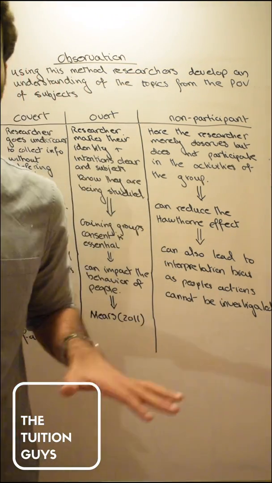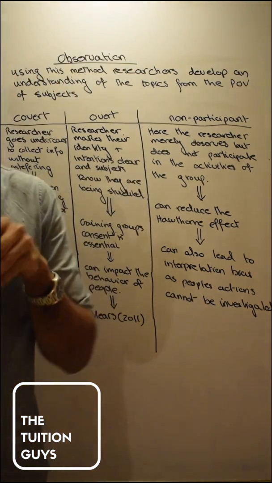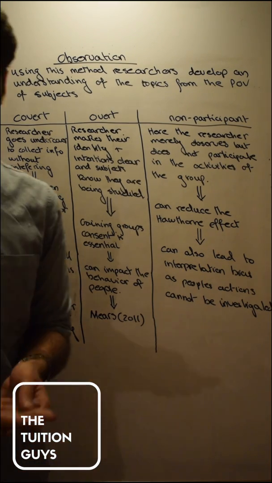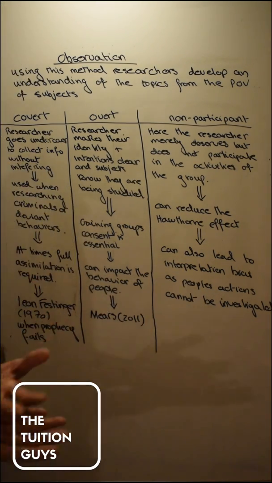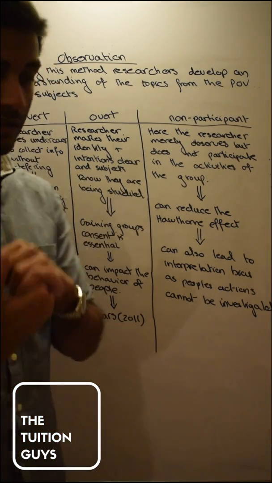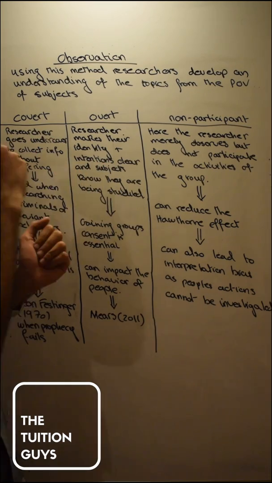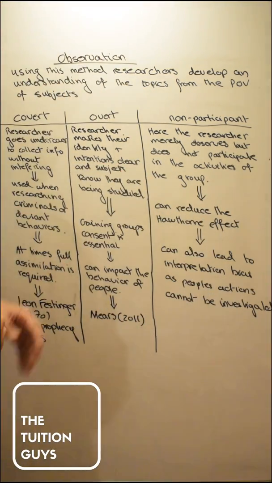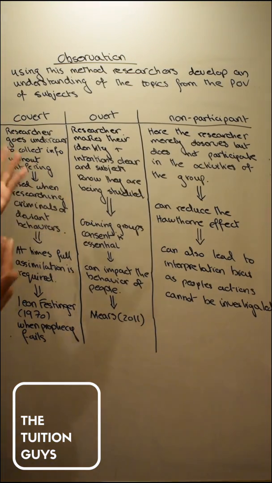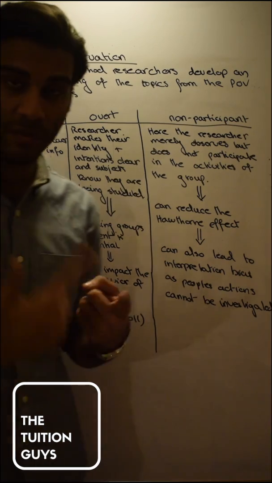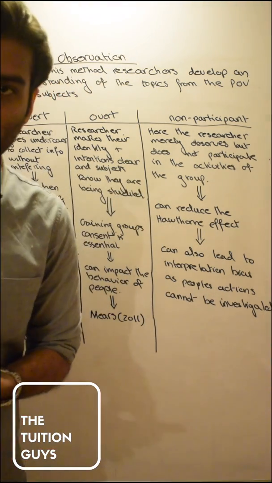You don't make your intentions known. You don't tell them that you're going to study them for a sociological study or that you're a researcher or a journalist, whatever, because that would in turn impact the validity of your results. And the key in observation is to have high validity. Now, this is very commonly used when people are researching criminal gangs or deviant behavior.